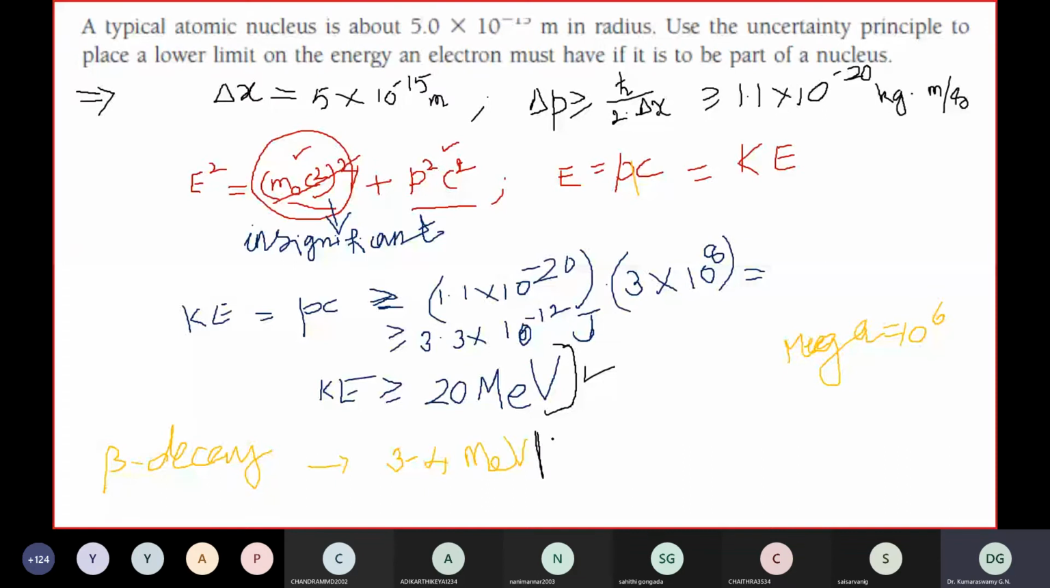But just like one proton, one neutron, if there was also one electron inside the nucleus, right? Theoretically, what would be its energy? Its energy would be 20 MeV. But we are observing electrons of only 3 to 4 MeV. 20 MeV electrons are not found in our observation. Therefore, we say free or independent electrons do not exist inside the nucleus.